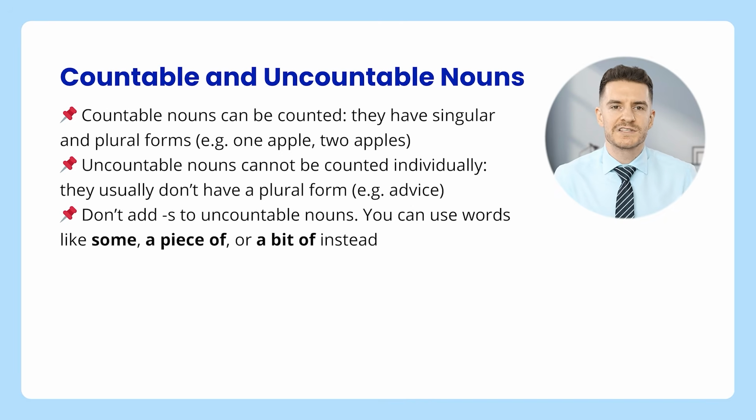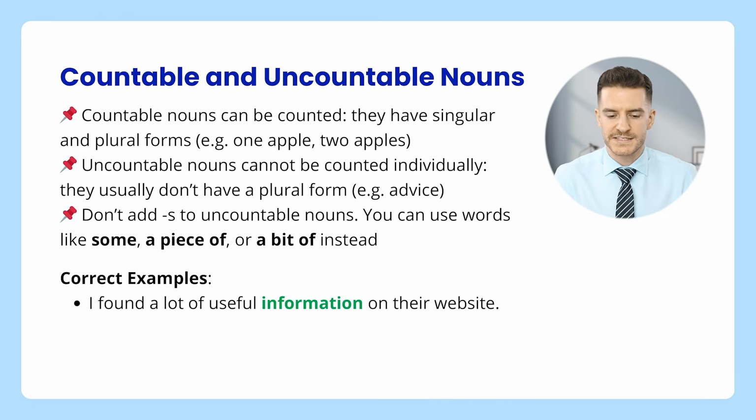You can use words like some, a piece of, or a bit of instead. So for example, if you were talking about advice and you want to make it clear that someone gave you more than one piece of advice, that's what you could say. You could say, my friend gave me 2 pieces of advice, but we wouldn't say 2 advices. So let's have a look at some examples.